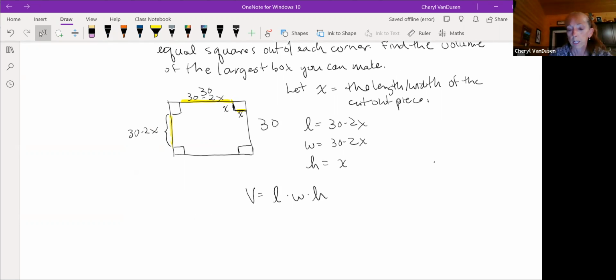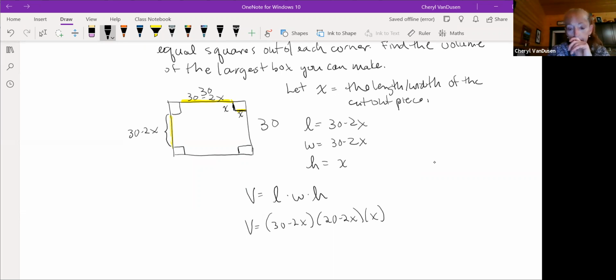So the volume is the length times width times the height. So we substitute everything in. 20 minus 2x, 20 minus 2x, and then multiplied by x. And remember, this whole idea of maximizing volume, minimizing, etc. You're going to try to get an expression, take the derivative, set it equal to 0, and solve.